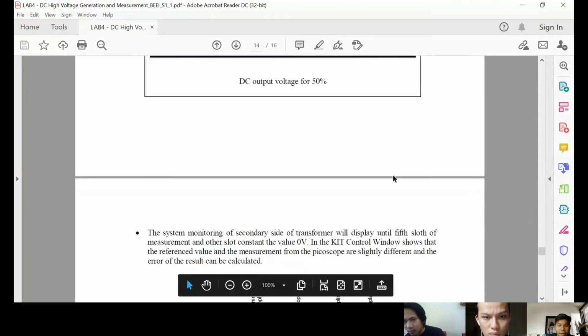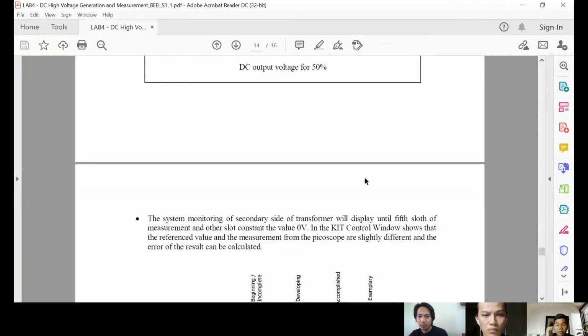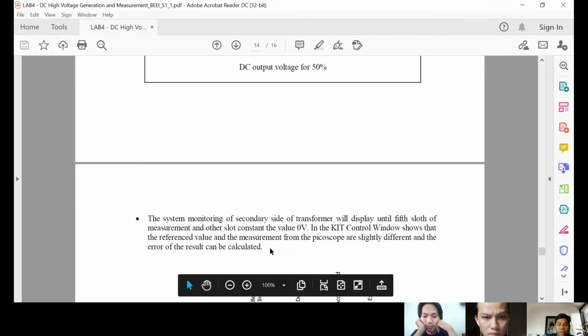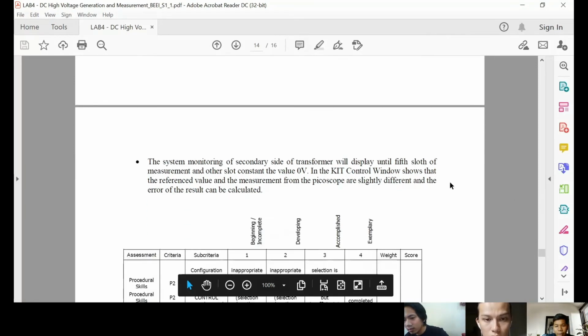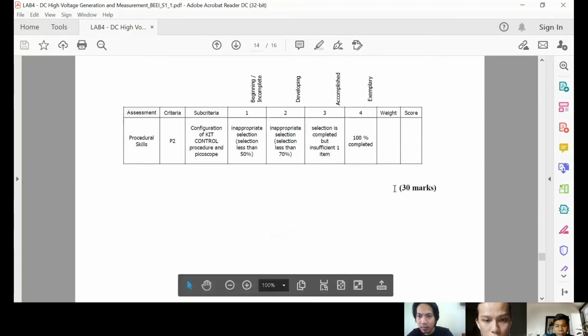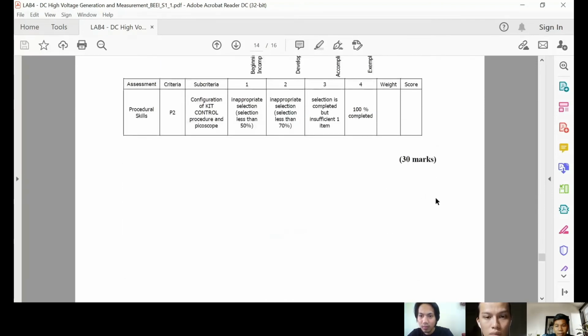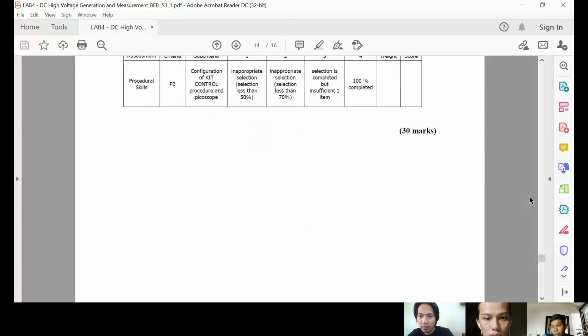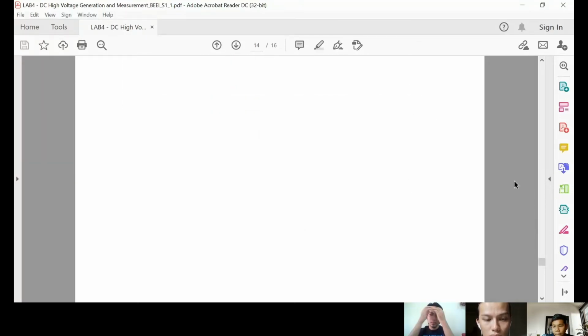And lastly, the system monitoring of secondary side of transformer will display until 5th slot of measurement and other slot constant value 0 volt. In the kit control window shows that the reference value and the measurement from the picoscope are slightly different and the error of the result can be calculated. That's all for me. I will pass the section to Azam.